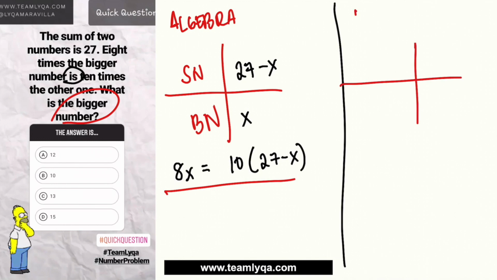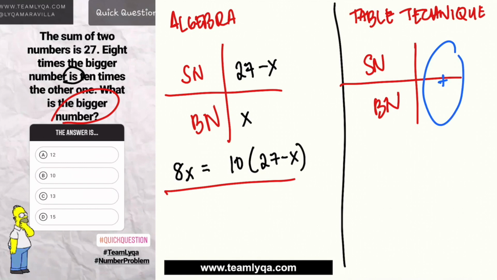I have a video of this on YouTube. You can look for it, table technique, and then number problems. Now, how do you do that? You're just going to draw the table. You have the smaller number and the bigger number. Now, ang sabi, ang sum daw nila, pag pinagsama mo sila, they should be 27.